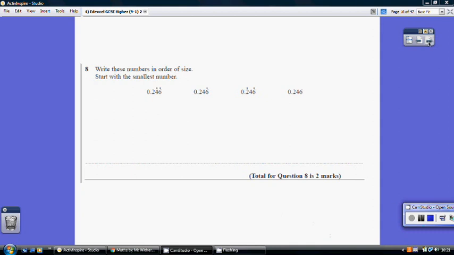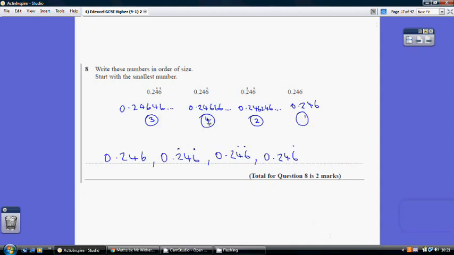Question 8. So to compare and contrast these, let's just write out what each of these is in sort of a longer form. So here we've got the 4 and the 6 recurring repeatedly, so that's 2.46, 46, 46 and what have you. With this one we've just got the 6 recurring, so we've got 0.24666666 and so on. And with this one we've got the 246 all recurring, so 246, 246, 246. And here we've obviously got nothing recurring.